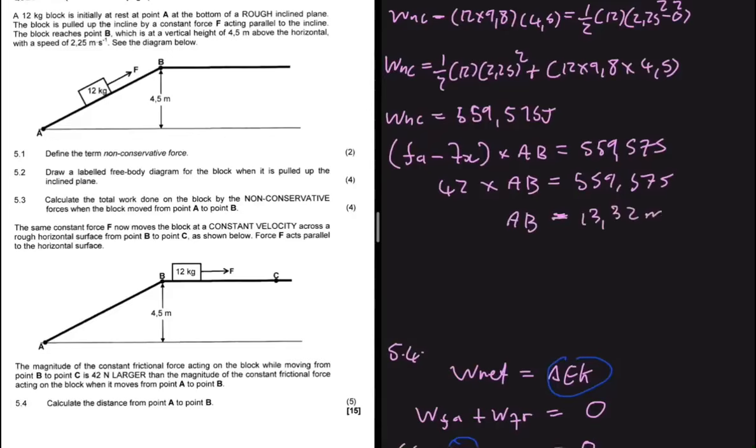13.32 meters. Some learner decides to investigate the relationship between the observed frequency and the frequency of sound waves emitted by a stationary source. The learner moves towards the source at a constant velocity.